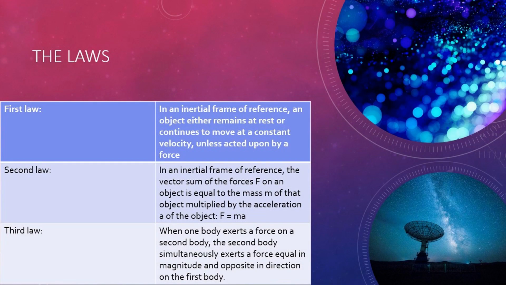First law: in an inertial frame of reference, an object either remains at rest or continues to move at a constant velocity unless acted upon by a force. The second law: in an inertial frame of reference, the vector sum of the forces on an object is equal to the mass m of that object multiplied by the acceleration a of that object, that is F equals ma. And the third law: when an object exerts a force on a second body, the second body simultaneously exerts a force equal in magnitude and opposite in direction on the first body.